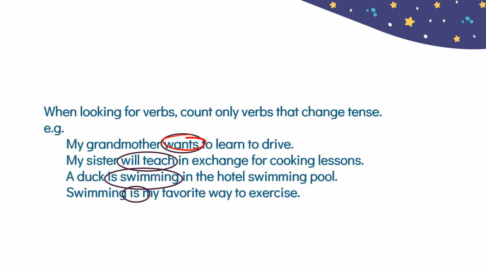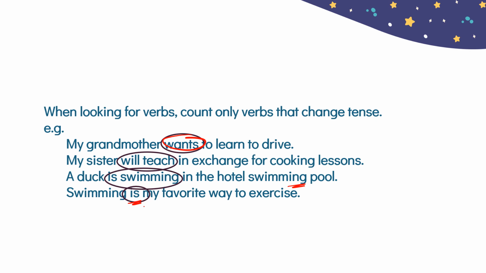And then a duck is swimming in the hotel swimming pool. Is swimming here is one verb, while for the swimming here, swimming pool is not a verb, but it is gerund describing pool. And then the next example, swimming is my favorite way to exercise.